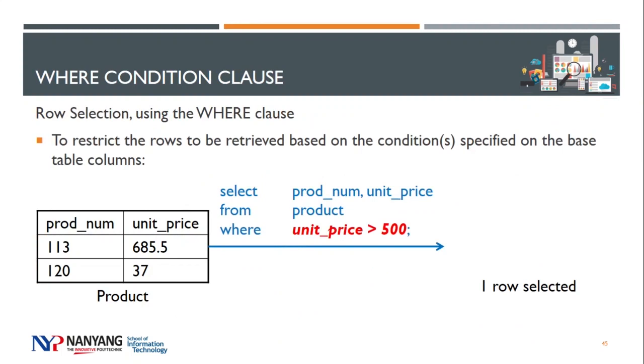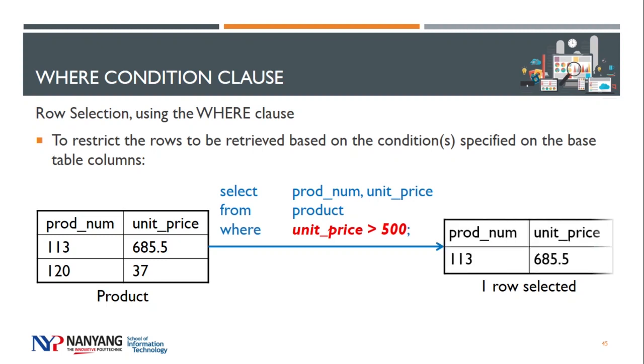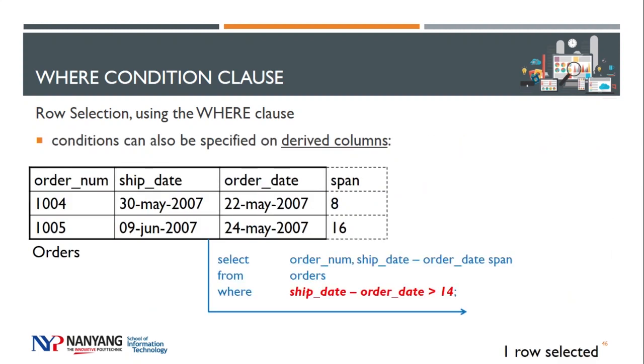We can also add conditions. We can select certain rows based on certain conditions. To restrict the rows to be retrieved, we can set certain conditions. In this case, we can select the product numbers with the unit price from product where the unit price is more than 500. You'll notice that only product number 113 gets selected, because its unit price is more than 500. These are row selections using the where clause.